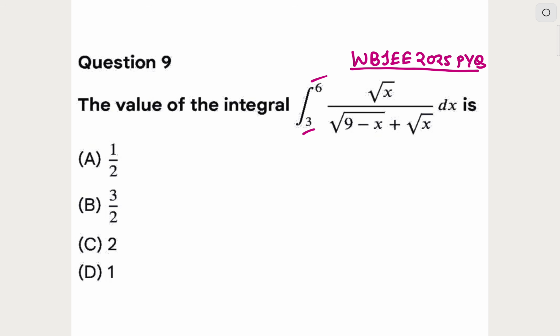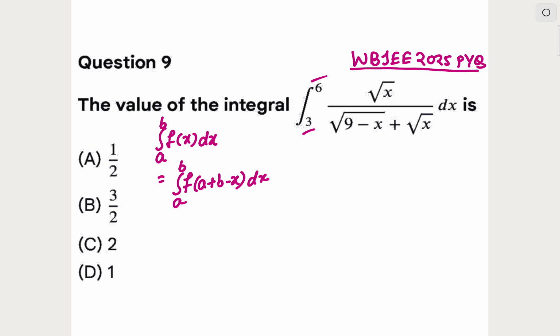The King's rule states that for a to b integral f of x dx is equal to integral a to b f of a plus b minus x dx. See, do one thing. Now see, in this question, now see that we are given 6 and 3. So our lower limit is 3 but the upper limit is 6.